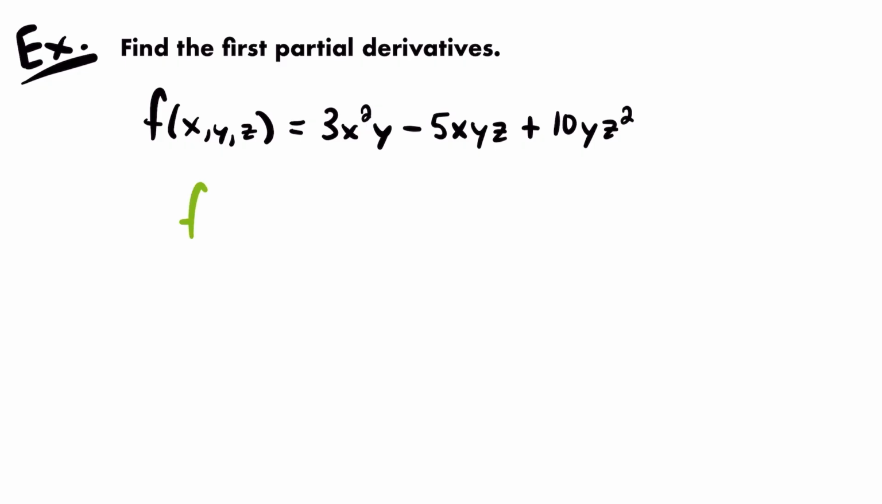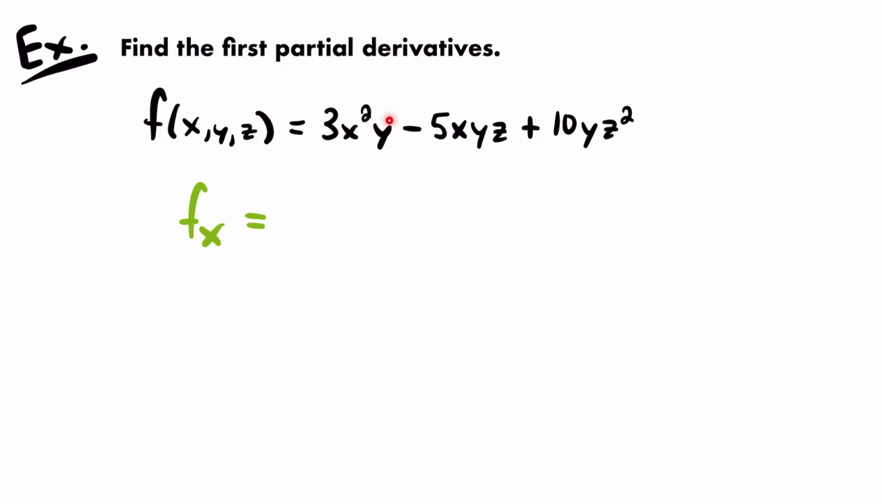But now let's find them. Let's start with the partial with respect to x. And I'm going to use this notation this time around. We'll have f sub x, or fx, and that will be equal to the derivative of this function with respect to x, where we will treat y and z, the other independent variables, as constants. Okay, so anytime you see a y or a z, we're going to pretend as if they were just some other number when we take our derivative with respect to x.